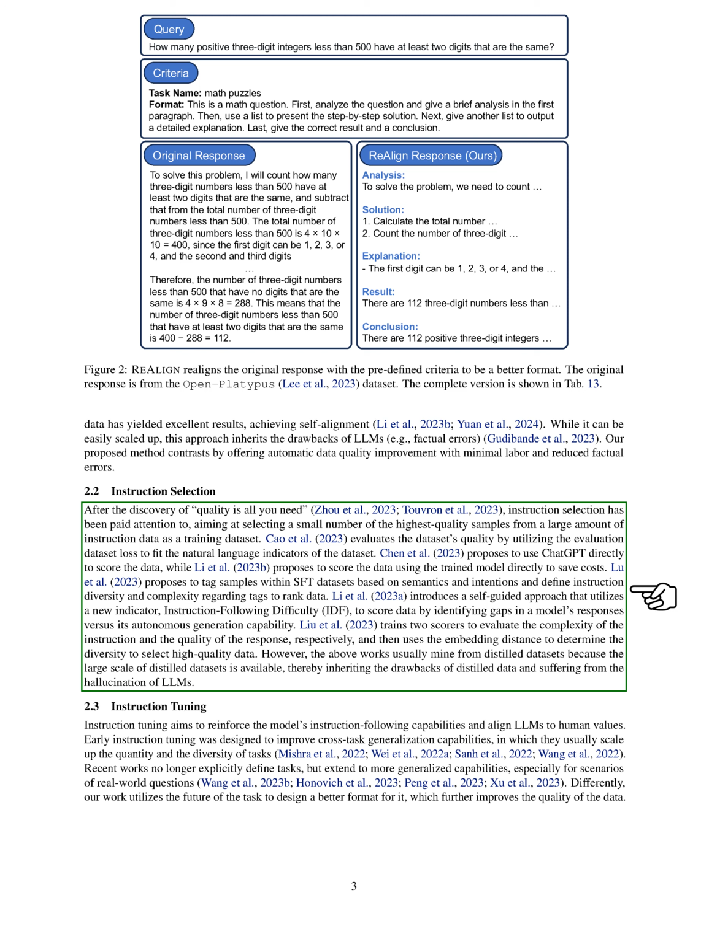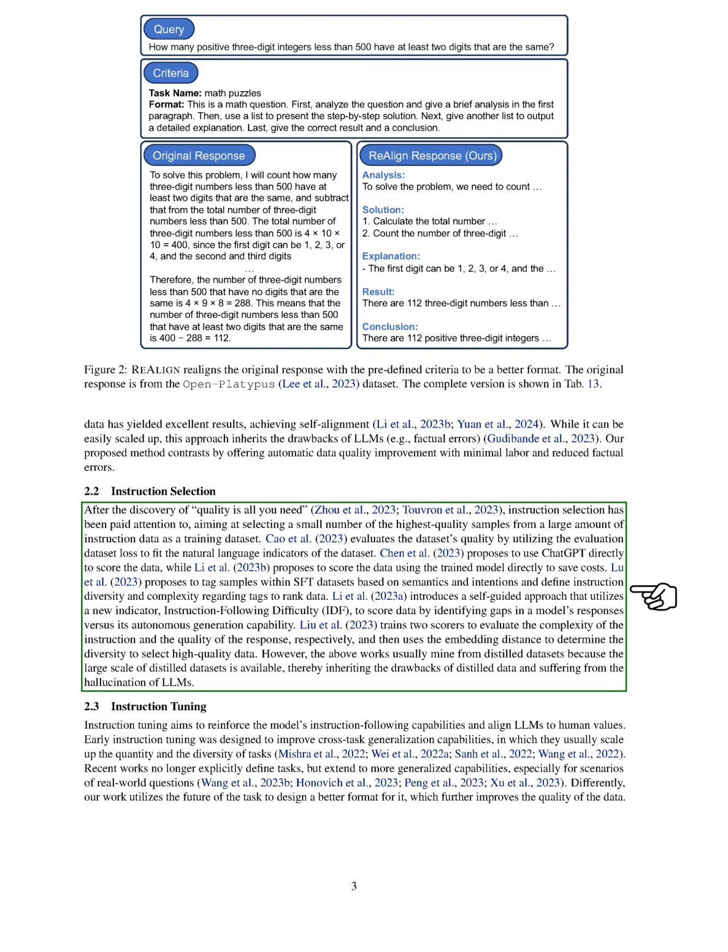Some approaches we discuss include directly using ChatGPT to score the data, while others suggest scoring the data using a trained model to reduce costs. We also explore tagging samples within SFT datasets based on their semantics and intentions. This allows us to define instruction diversity and complexity in terms of these tags to better rank the data.